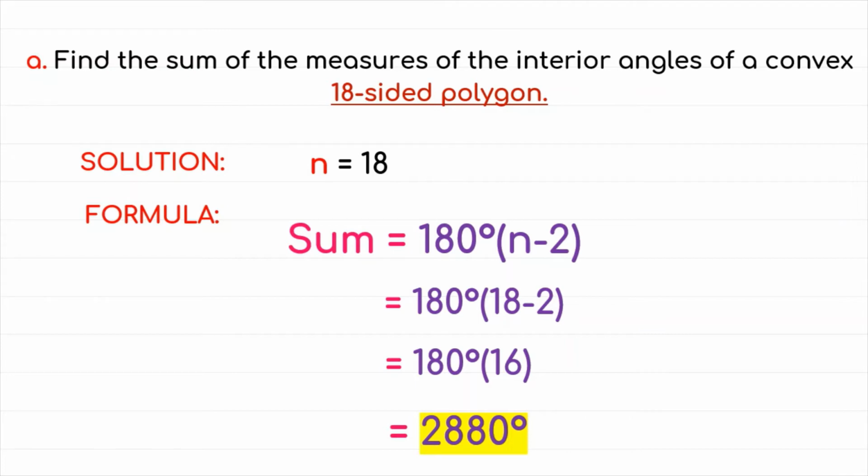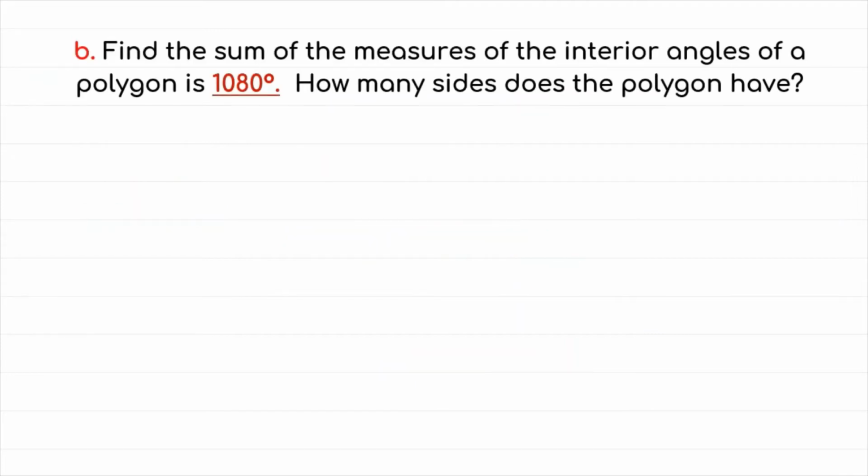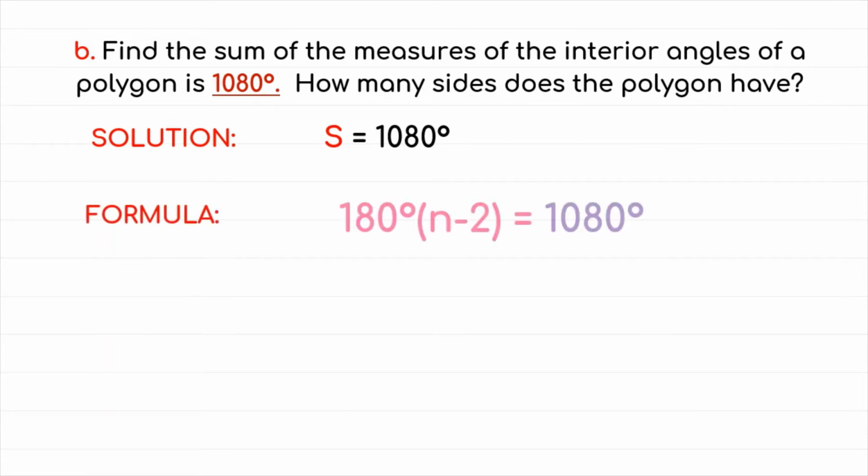2,880 degrees. This time, ang given po ay yung degrees naman, yung sum niya. So, 1,080 degrees. So, how many sides does the polygon have? So, yung total natin is 1,080 degrees. So, ang hinahanap natin ay sides. So, ito yung gagamitin natin formula. So, 180n, 180 times n, 180n minus 360, 180 times 2. So, distributive property po ang ginamit dito.